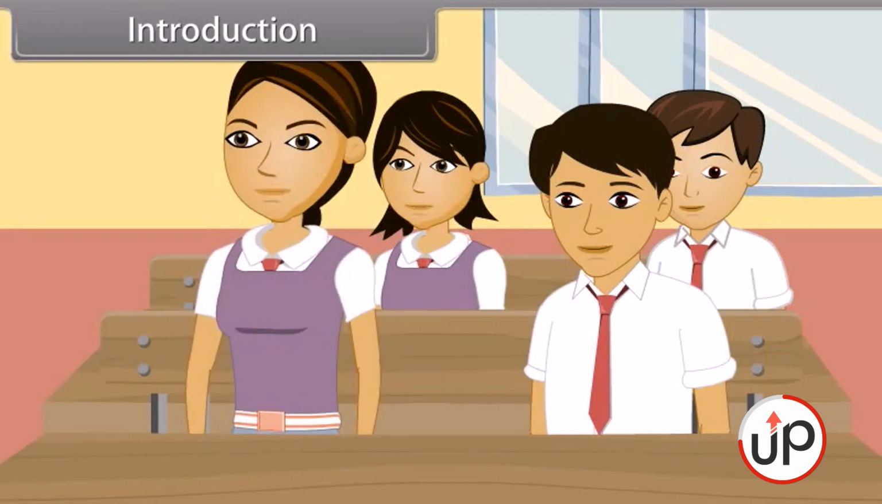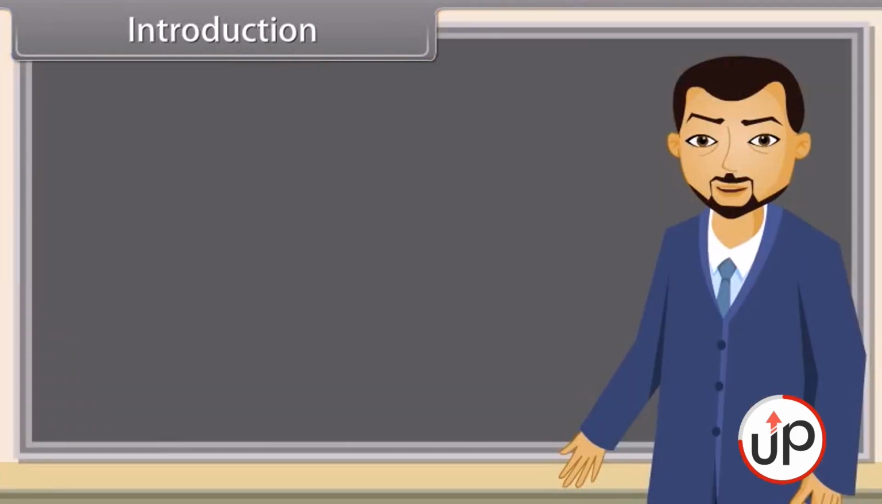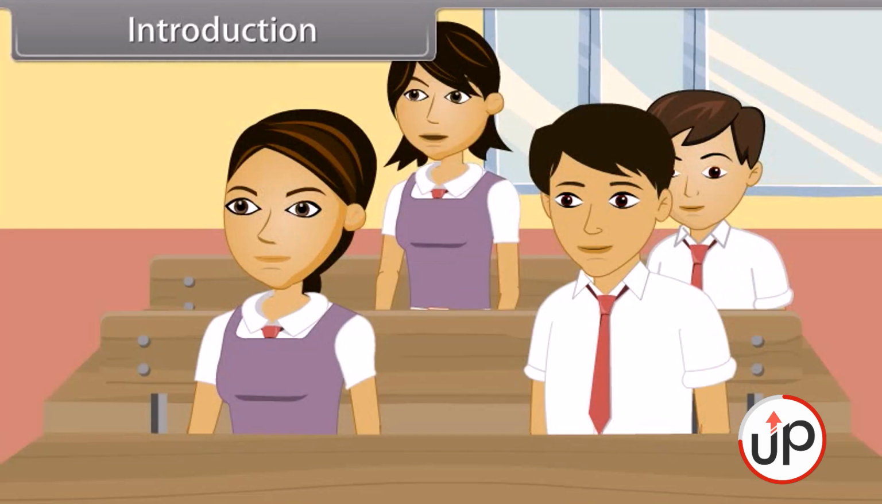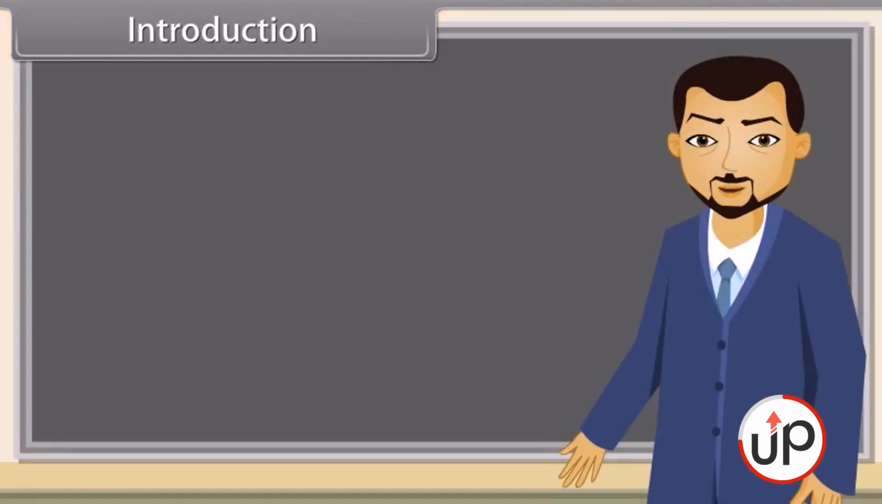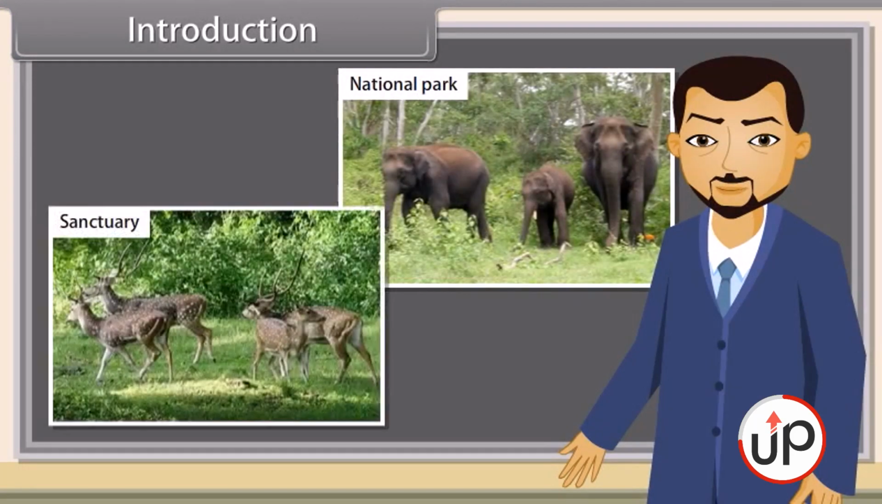Sir, biodiversity refers to the varieties of animals found in a particular area. Very good, Divya. How will we conserve the biodiversity? We conserve the biodiversity with the help of national parks, sanctuaries, etc. In this lesson, you will learn biodiversity and its conservation.